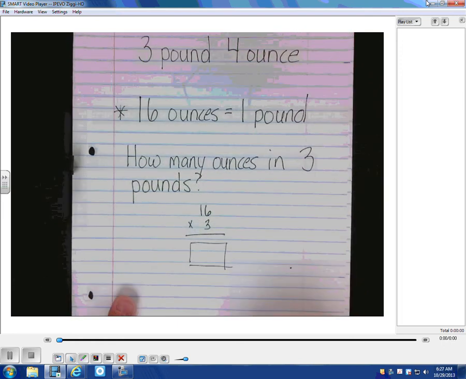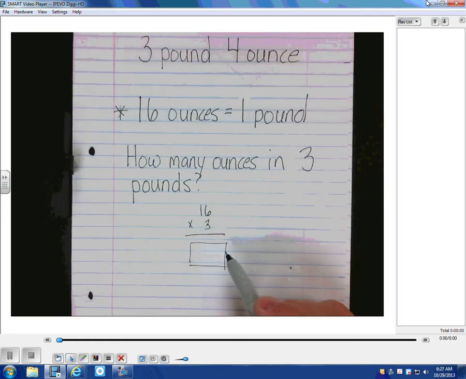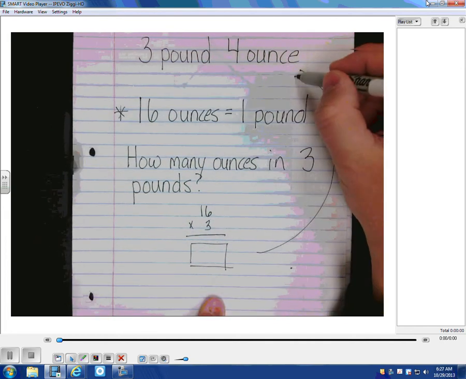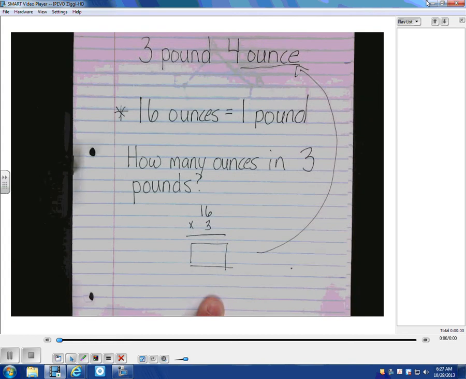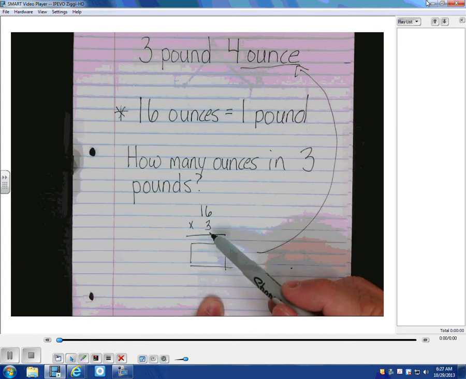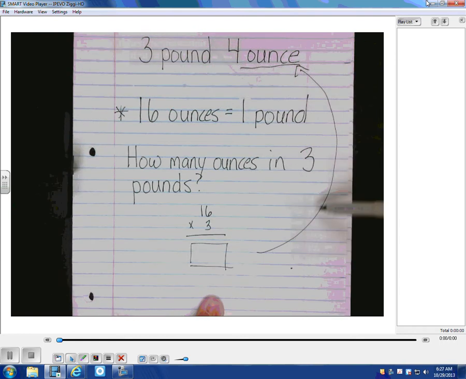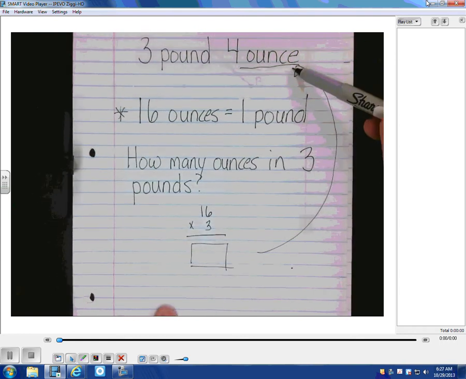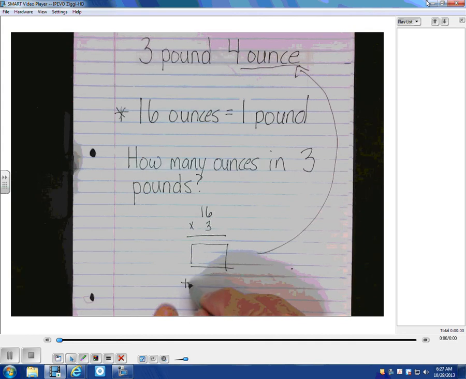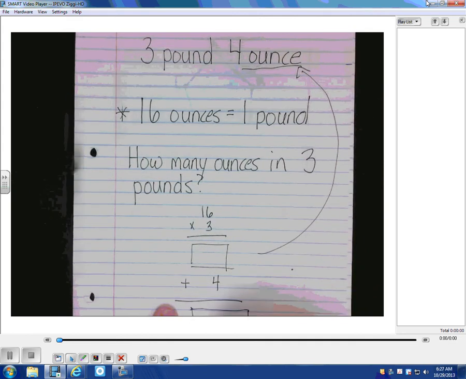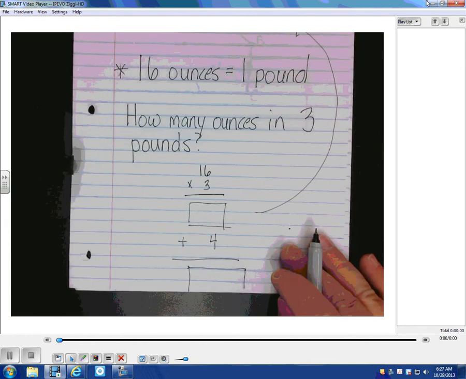Okay, but now we are not finished once you get this answer, because we still have to add on the 4 ounces. Okay, so we figured out how many ounces are in 3 pounds, but now once we get that answer, we have to add on that extra 4 ounces. So I'm just going to put a plus 4 here, and then that'll be your final answer right here.